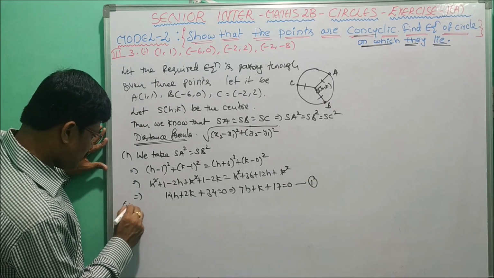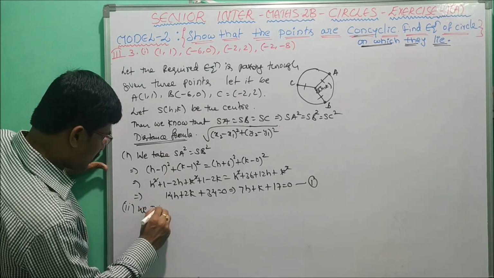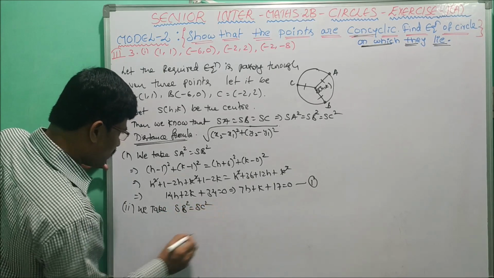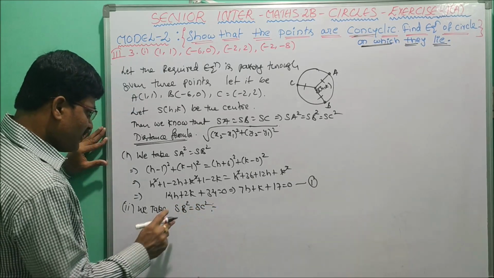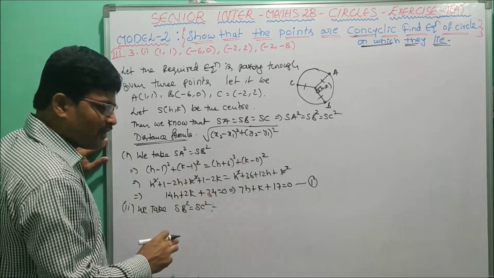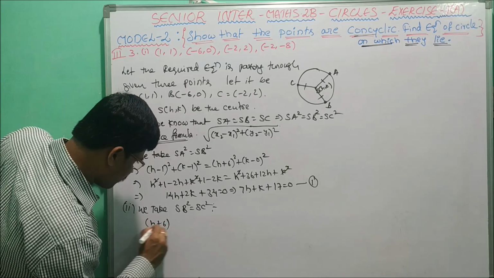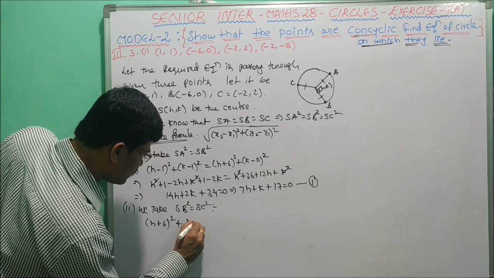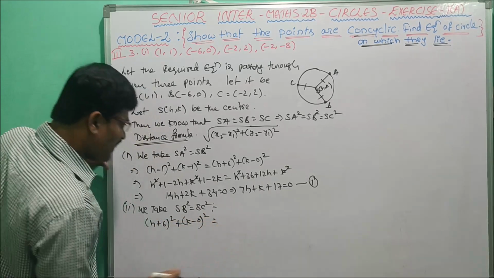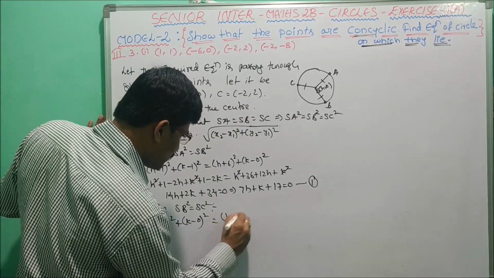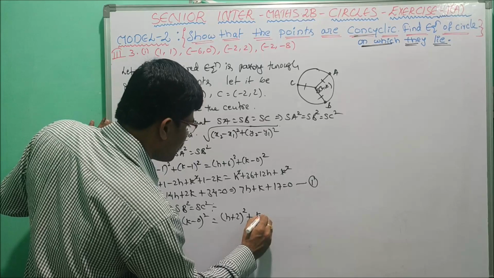Similarly we take SB square equals SC square. SB square is already found in the first condition, that is (h plus 6) whole square plus (k minus 0) whole square. SC square means (h plus 2) whole square plus (k minus 2) whole square.